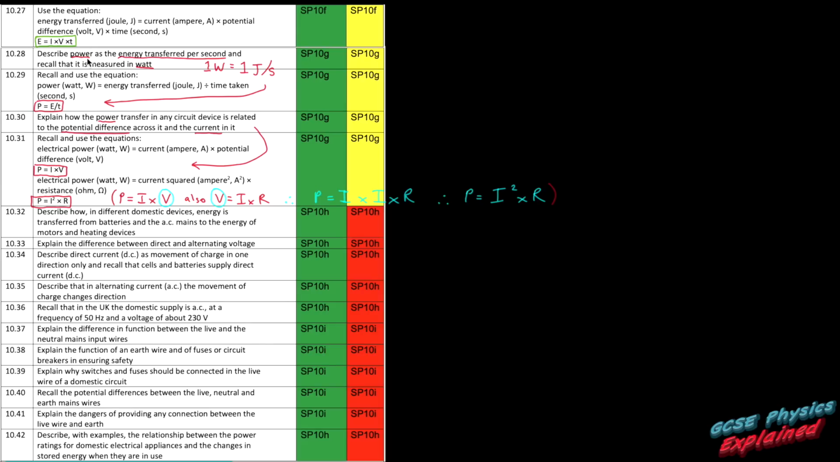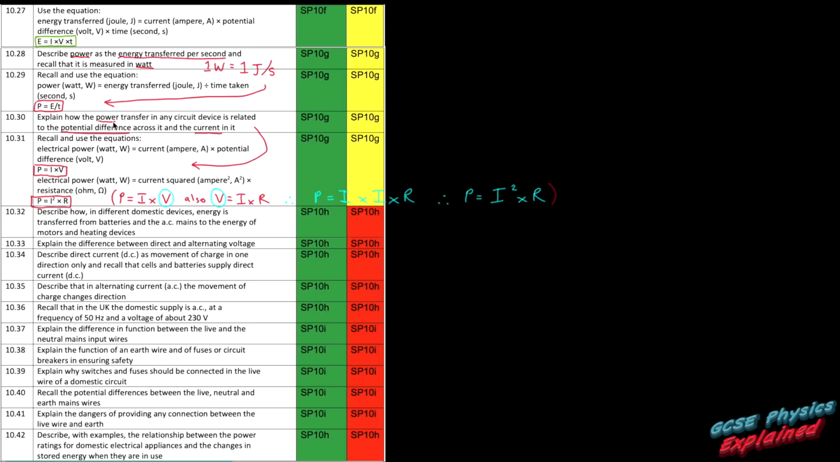10.28. Describe power as the energy transferred per second, and recall that it's measured in watts. So you might get 1 mark for saying power is energy transferred per second, and 1 mark for saying watts. Simple as that. Recall and use the equation: power equals energy transferred divided by time taken. Make sure your time is in seconds. So P equals E over T. Remember that energy transferred equals work done. So you could say work done divided by time is also power. Remember, this year you're going to get given all the equations.